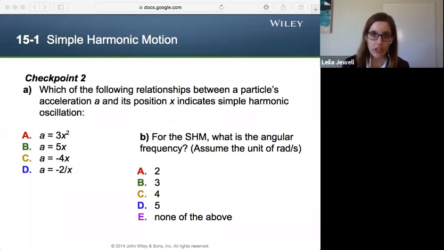So I'd like you to think this through, come up with an answer to part A and B, and then we'll compare notes in just a moment. So go ahead and hit pause now.